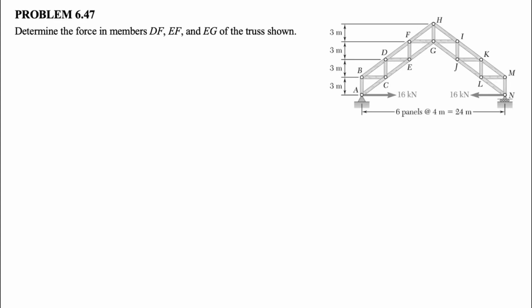We're going to be solving question 47 from chapter 6 of the Beer Johnston textbook, and we have to determine the force in members DF, EF, and EG of the truss shown. So the members that we have to figure out are DF, which is this one, EF, and EG.